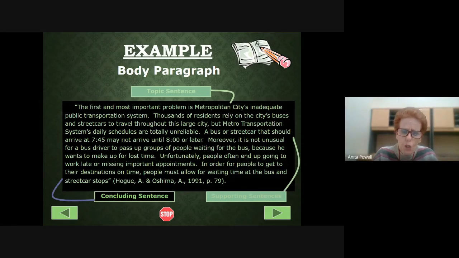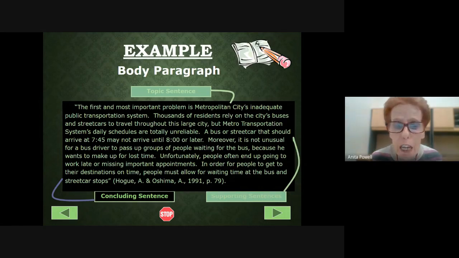Moreover, it's not unusual for a bus driver to pass up groups of people waiting for the bus because he wants to make up for lost time. Unfortunately, people often end up going to work late or missing important appointments. In order for people to get to their destinations on time, people must allow for waiting time at the bus and streetcar stops.